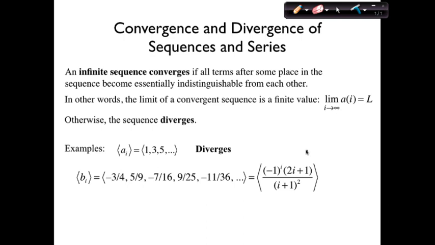Do you remember looking at the leading term of the numerator and the leading term of the denominator? What's the leading term of the numerator? 2i. What's the leading term of the denominator? i squared, if you multiplied that out. So this is essentially 2 over i. When i gets really, really big, the leading term is what governs. The plus 1 and the rest of these terms fade away. They become like 0 compared to the leading term. So this whole sequence becomes like 2 over i.